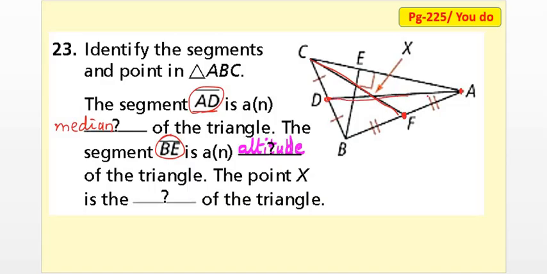How do I know that these are the medians? Because I can see here I have this symbol, that means D is the midpoint, and it is taken to A. I have these symbols, that means F is the midpoint and it is taken to the opposite vertex C. So these are the two medians, and both the medians are meeting at point X. So X is called what? I told you in the beginning of the video that where the medians meet, that point is called the centroid. Clear? The point is called centroid.